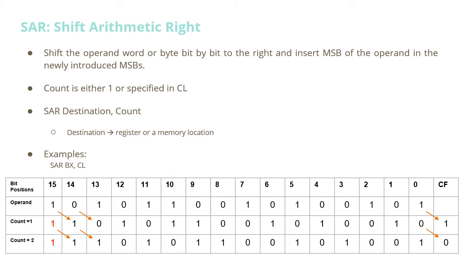When the 15th bit becomes empty, the MSB of the operand, here in this case it is 1, will be again inserted into the newly introduced MSB. During the next round also the same thing repeats. The bit in the position 15 will be shifted to 14, 14 to 13 and so on. The bit at 0th position will be shifted to the carry flag, and again the MSB, which is the value of 1, will be inserted into the 15th position.